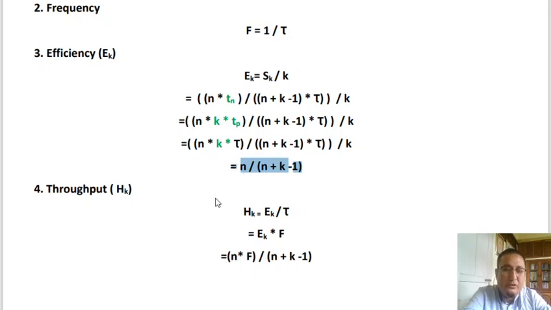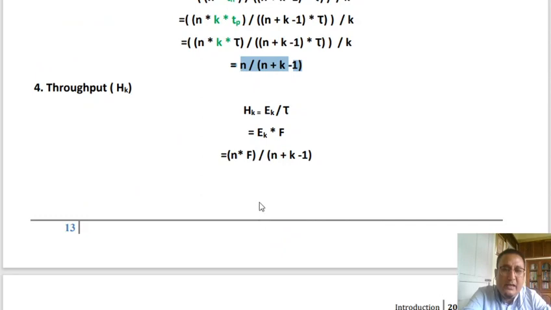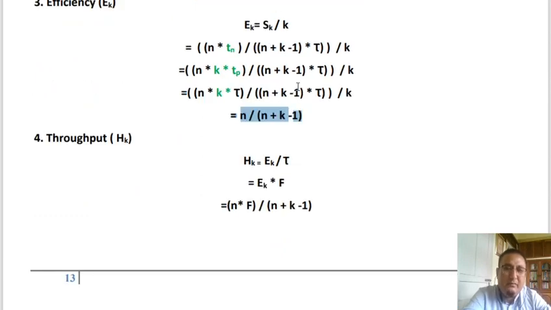Now likewise throughput. Throughput is nothing but efficiency by the execution time, that is tau, right? Again, the phase execution time, that is tau. So 1 by tau is nothing but frequency. So throughput is equal to efficiency into frequency. We already have a representation for efficiency, n by n plus k minus 1. So the representation for throughput would be n into f by n plus k minus 1.